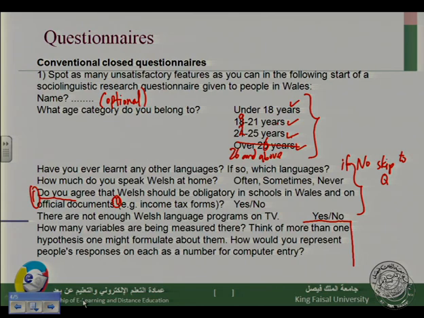How many variables are being measured there? Think of more than one hypothesis one might formulate about them. How would you represent people's responses on each as a number for computer entry? So let's say that you have finished your data collection, and let's now try to guess the researcher's objective behind this research by identifying the variables.